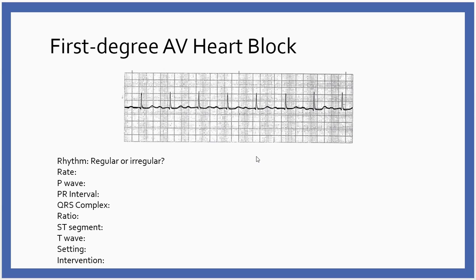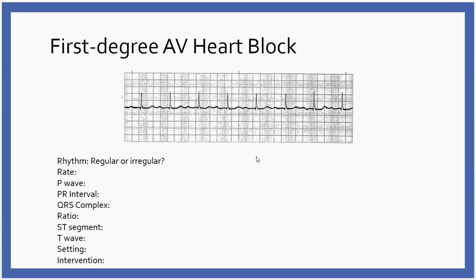And so we have three types of heart blocks. There's a first degree, which is what we're looking at right now. There are two second-degree AV blocks. There's a second-degree type 1, also called Mobitz 1 or Wenckebach, and then there's a second-degree type 2, also called Mobitz 2. And then there's a third-degree heart block, also called a complete heart block.